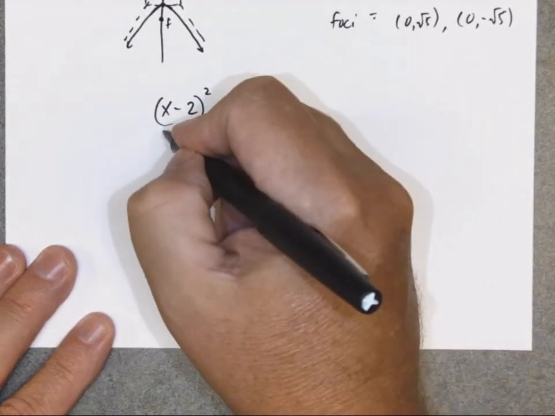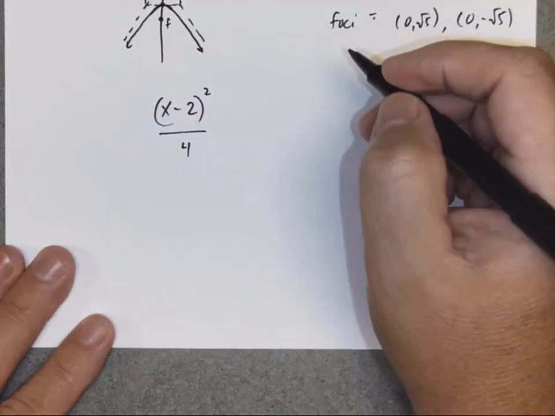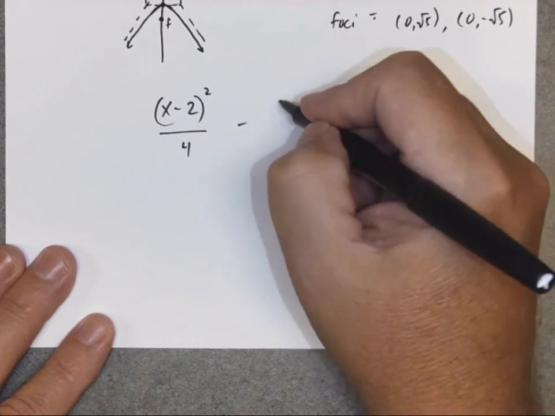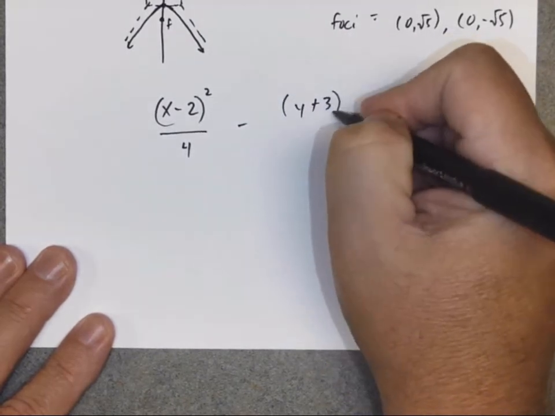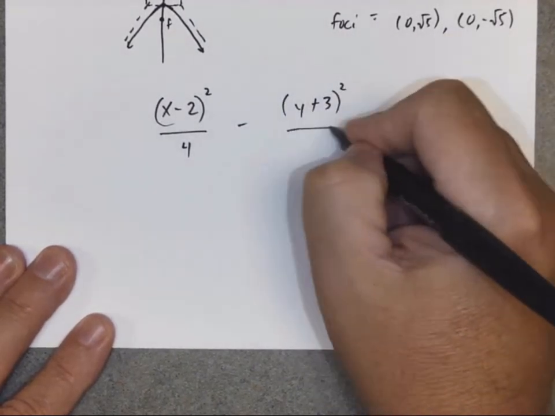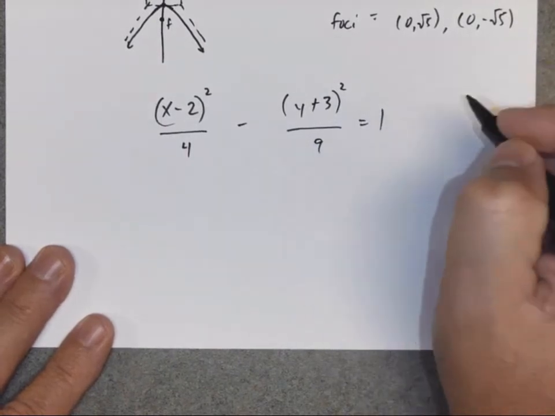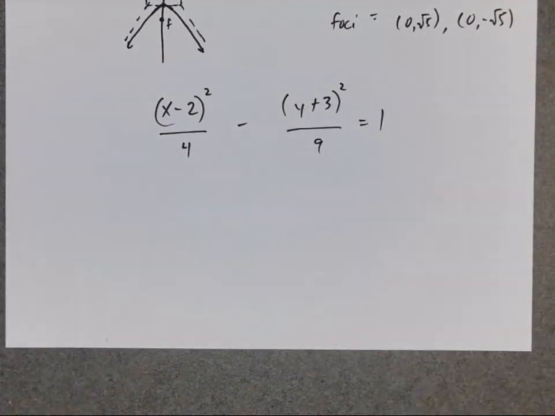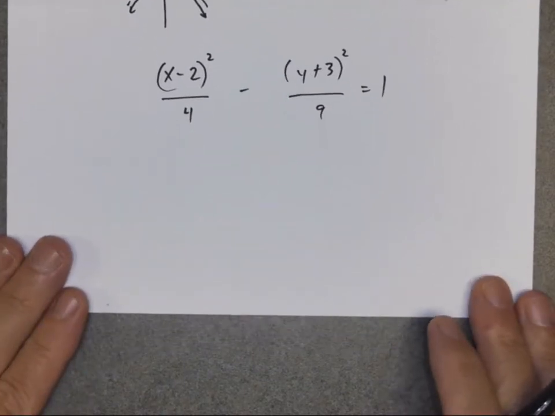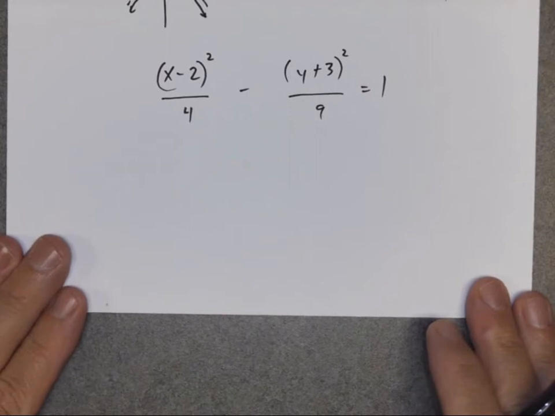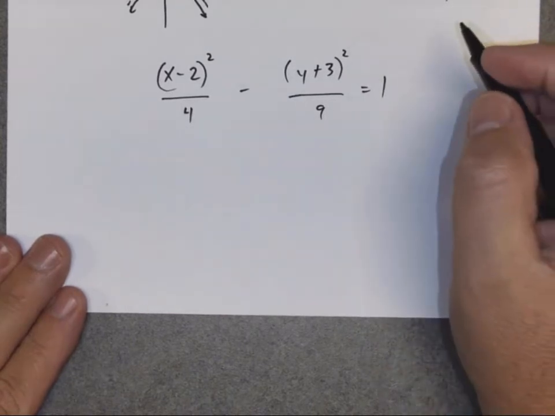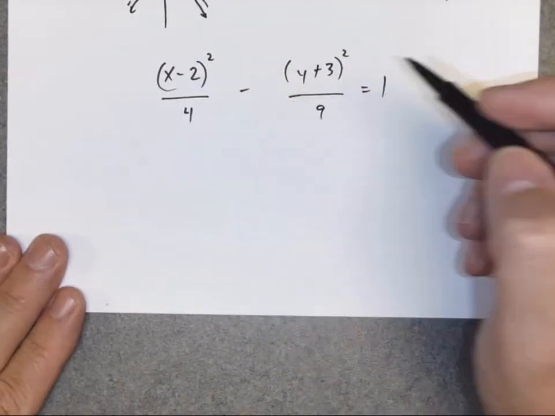x minus 2 squared over 4 minus y plus 3 squared over 9 equals 1. So this is a hyperbola, which we want to graph. First of all, let's determine which kind of hyperbola it is. The x is the positive term.